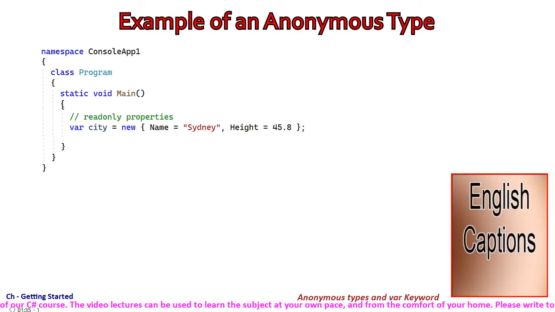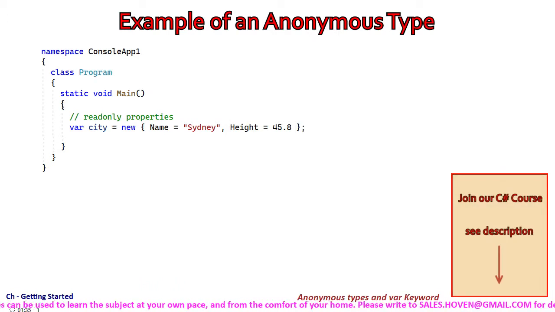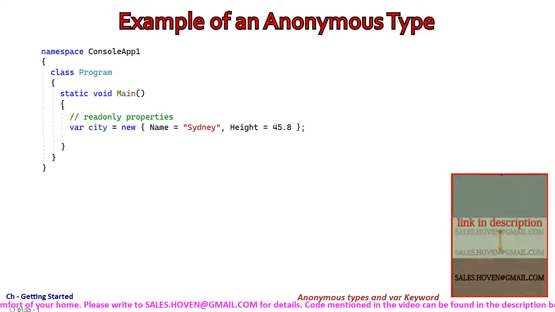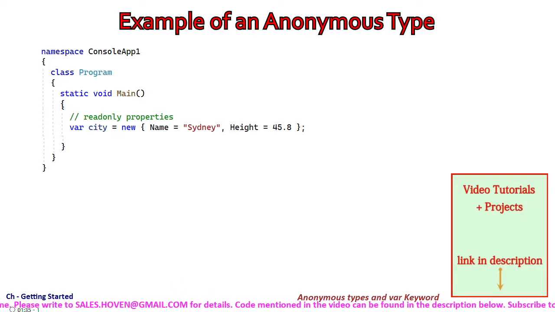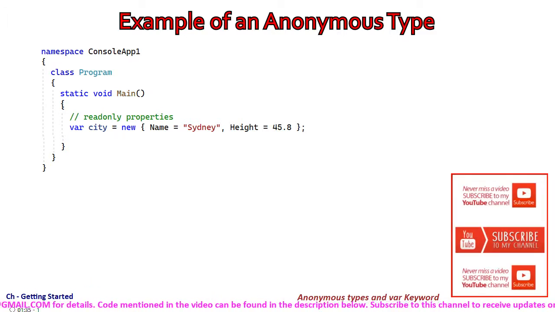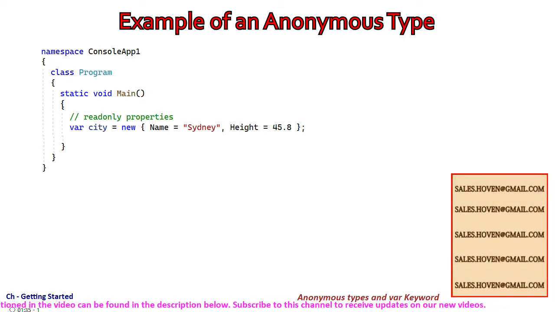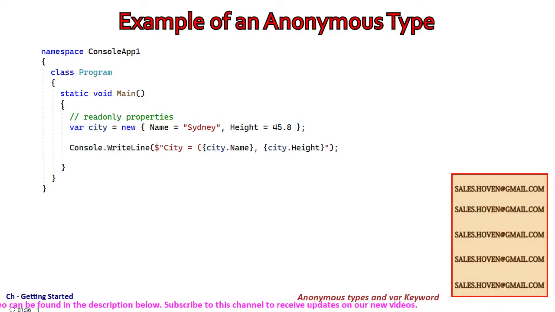An anonymous type is created with the new keyword, like where city is equal to new, name is equal to, height is equal to. The data types of the properties name and height are inferred by the compiler on the basis of data stored in them. The properties are read-only. You cannot alter them. We can print the data in the usual way.